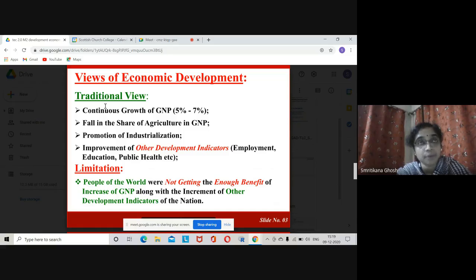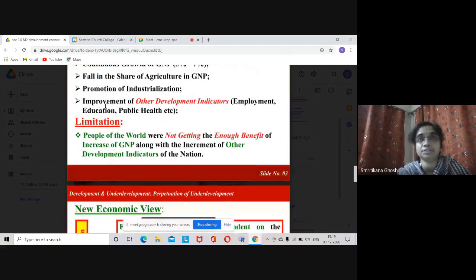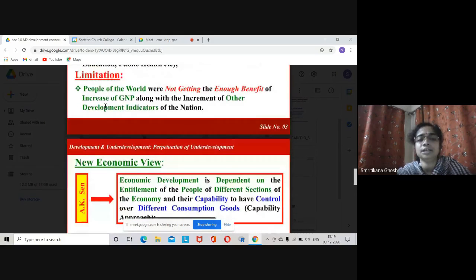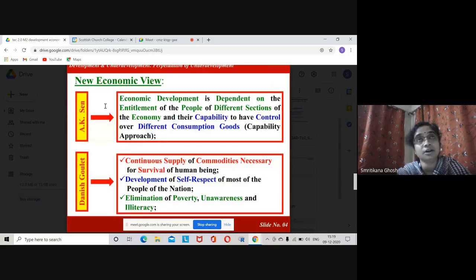Based on this problem, or rather this limitation, there is a new view of economic development, and the pioneer of this new view is Amartya Sen. According to A.K. Sen, economic development cannot be explained in terms of per capita income, nor in terms of the development of socio-economic factors. Rather, economic development can be explained in terms of the capability of the people to have control over the commodities which they need to survive in the economy. So this is the view of the entitlement approach.